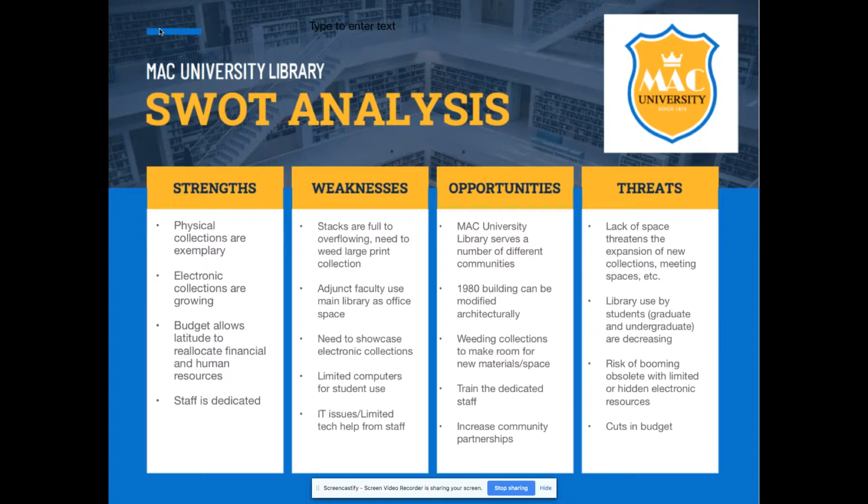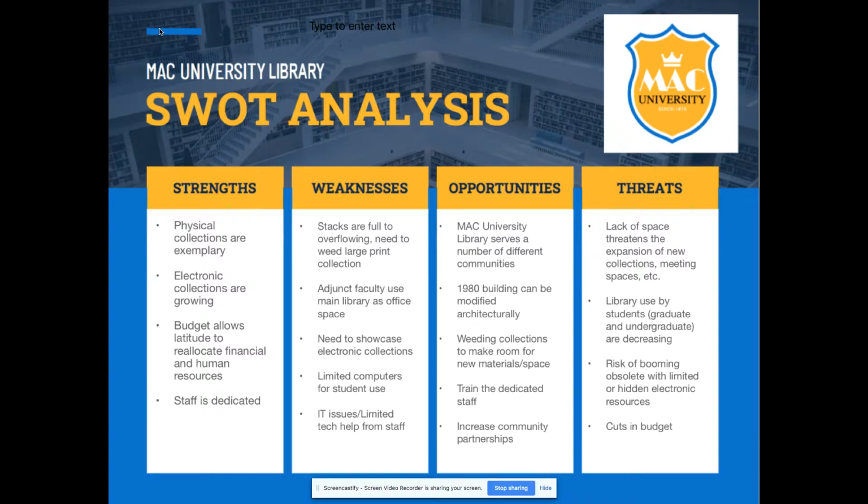We have very full stacks, and we can see this as a weakness. We can also see a weakness in that our adjunct faculty doesn't have their own office space and quite often uses our space in the library as a meeting place. And while we would like to find space for them, it's difficult when our own students do not have meeting space or study space. We need to showcase those electronic collections that we do have. Right now we have a limited number of computers for student use, and then we have some IT issues and then limited tech help from staff in that area.